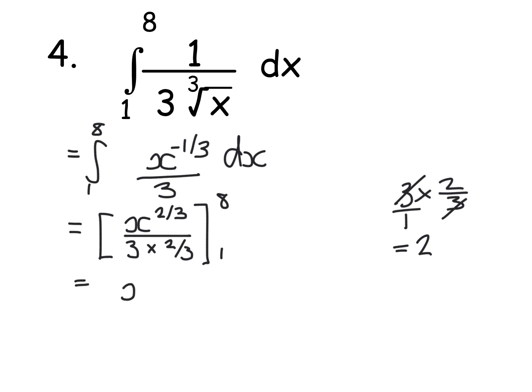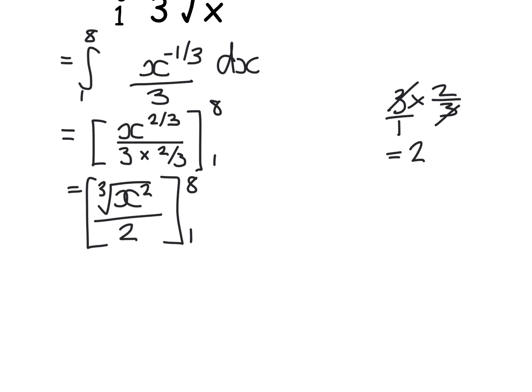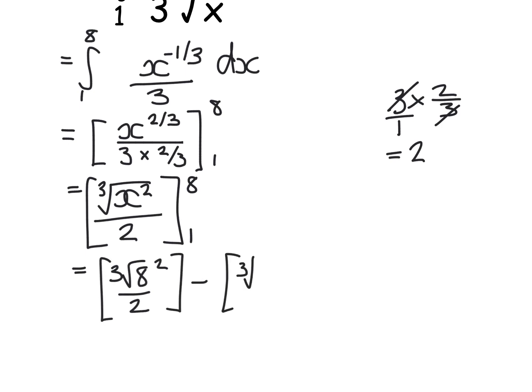I'm going to rewrite this using thirds though, so 2/3 would be the cube root of x squared. Remember, the top number stays where it is, the bottom becomes the root. And then that denominator was just a big old 2. I'm going to plug in the numbers 8 and 1. Which leaves me with the cube root of 8 squared all over 2 minus the cube root of 1 squared all over 2.